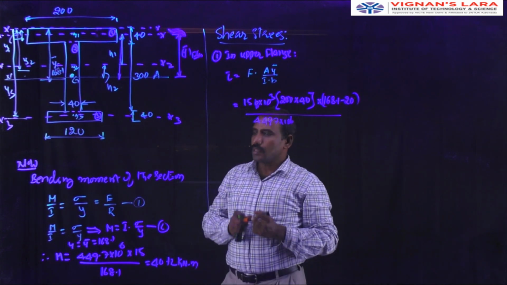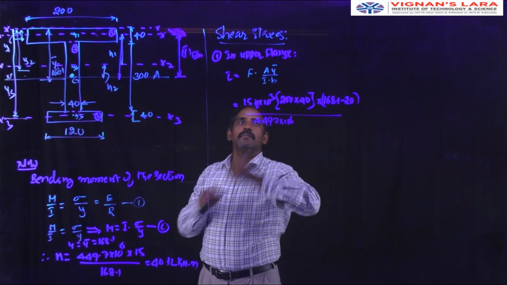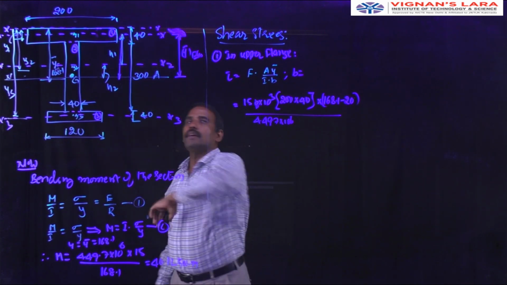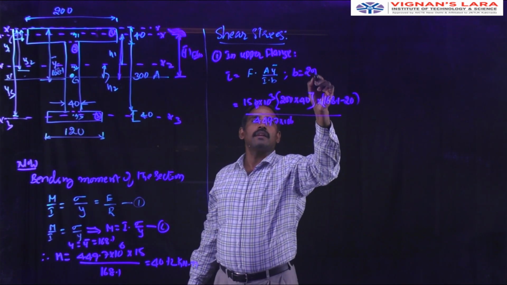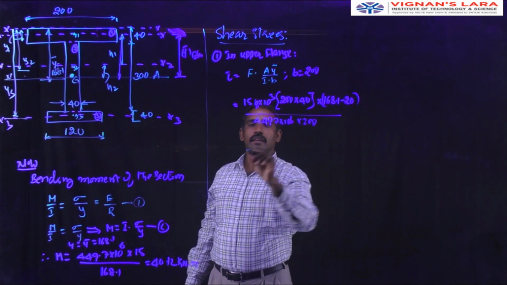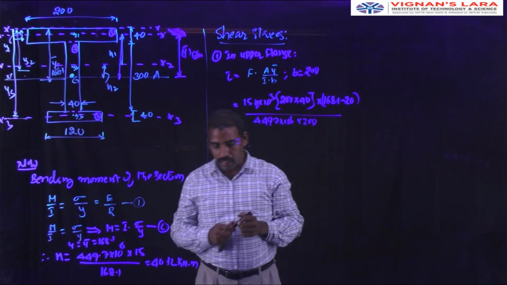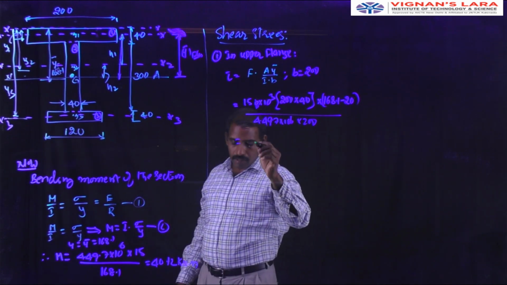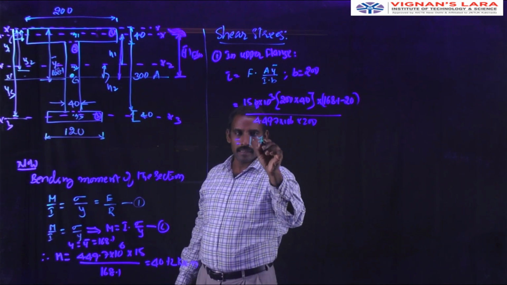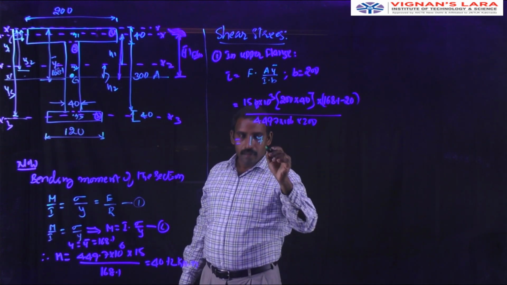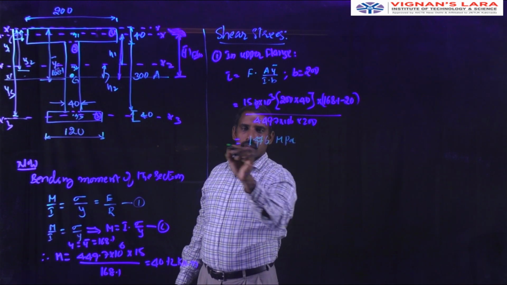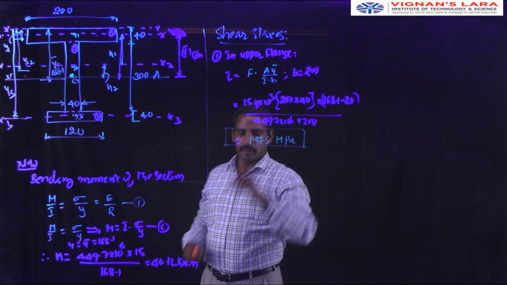And what about the B? We know that here B is the width of the flange, that is 200 into 200. Finally, the shear stress in the flange becomes 1.7976 megapascals. So this is the one solution.